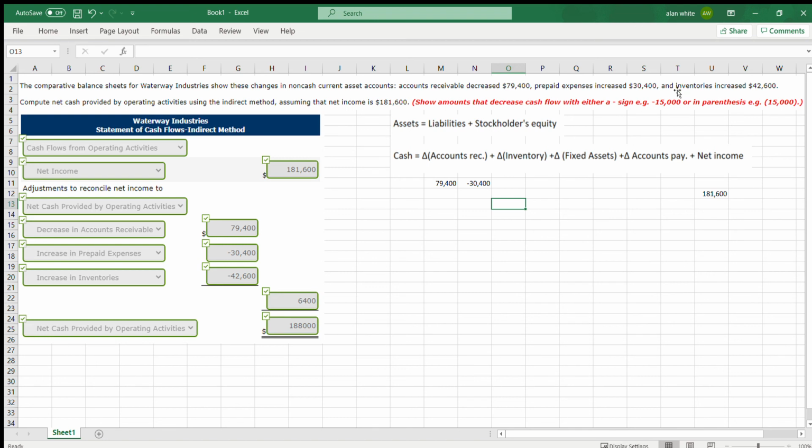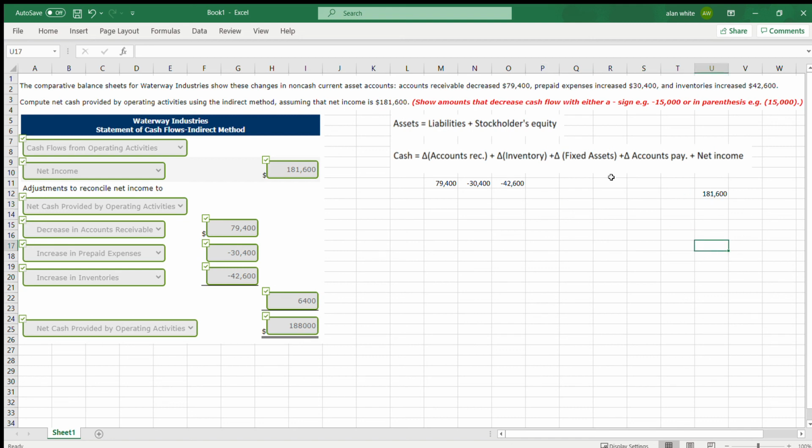The next value that it gives us is an increase to inventories. And when we look here, inventory, again, it's an asset. So when we moved it over, it became a normal credit balance here. So we're going to put that as 42,600, and it's negative. So that's the last value we have.